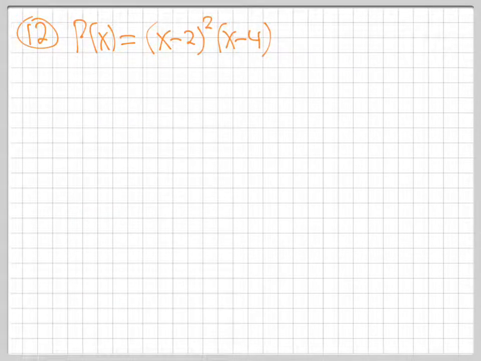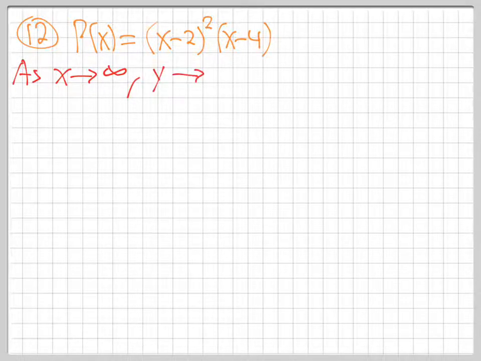Now they're going to ask us, what happens as X goes to infinity? They're saying as X goes to infinity, Y is going to head to what? This is Y out here, of course, right? So they're saying as X goes to infinity, what's Y going to do? What's going to happen to that function as X goes to infinity? Well, let's think about it.